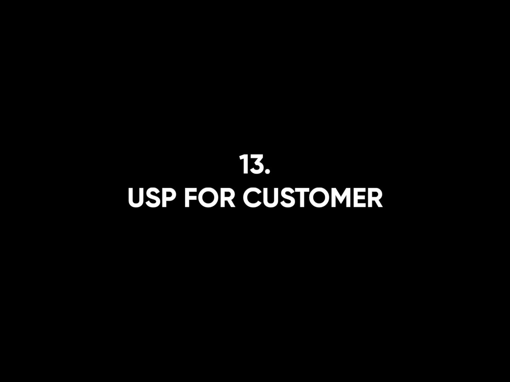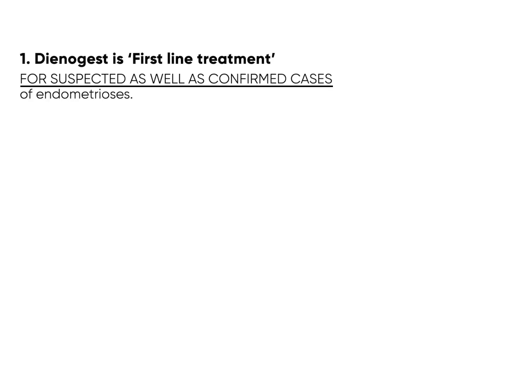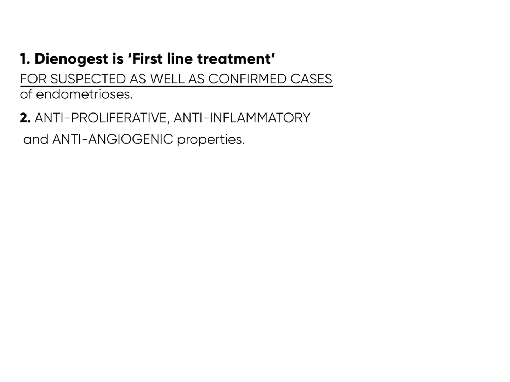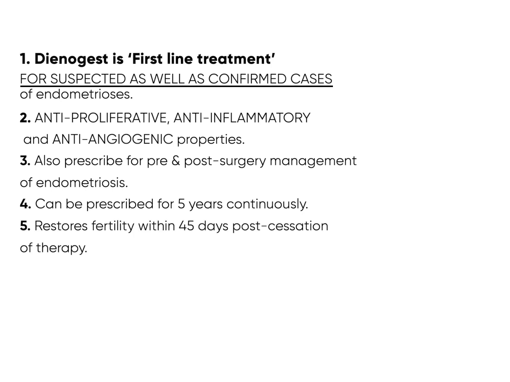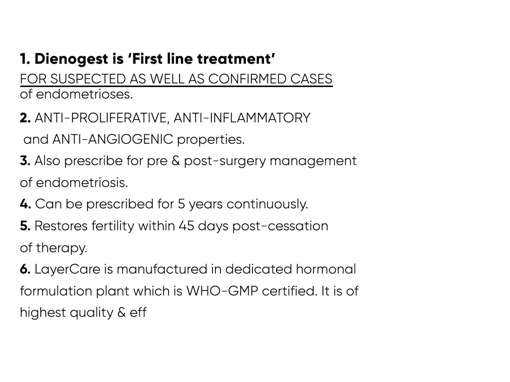What will be your unique selling points to the customer? Dienogest is first-line treatment for suspected as well as confirmed cases of endometriosis. It has anti-proliferative, anti-inflammatory, and anti-angiogenic properties. Also prescribed for pre- and post-surgery management of endometriosis. It can be prescribed for 5 years continuously. Fertility treatment can be started within 45 days of post-cessation of therapy. Most importantly, LayerCare is manufactured in dedicated hormonal formulation plant, which is WHO GMP certified. It is of highest quality and efficacy.